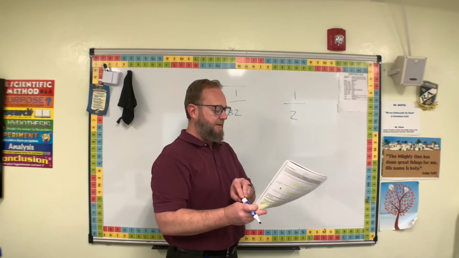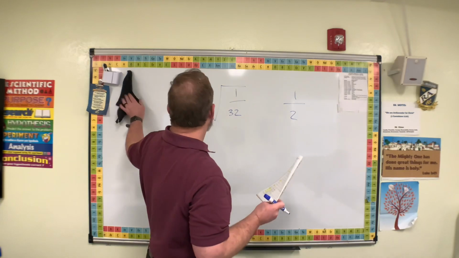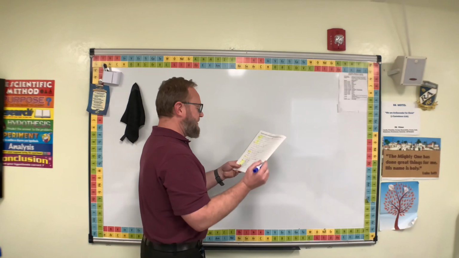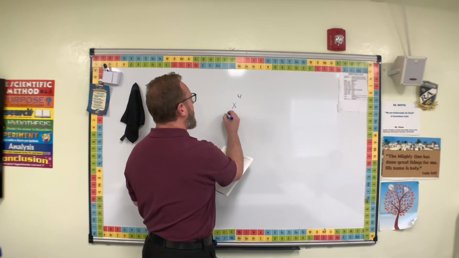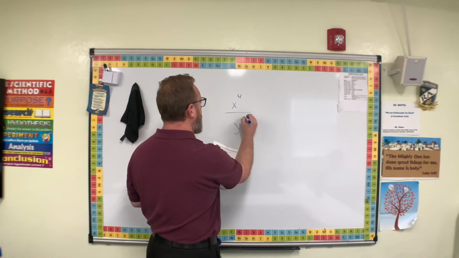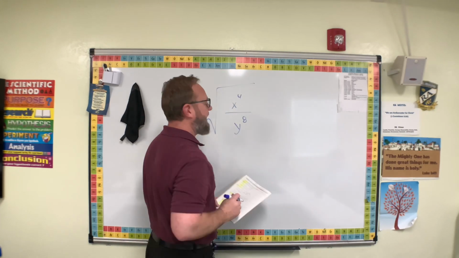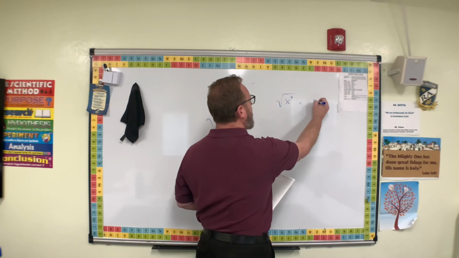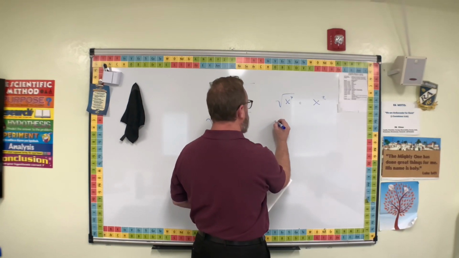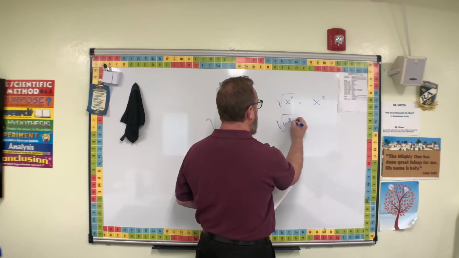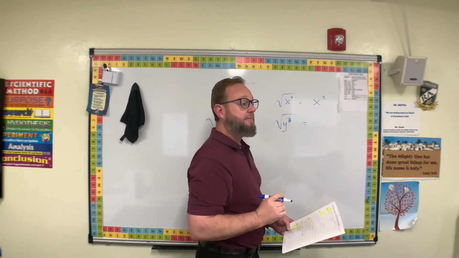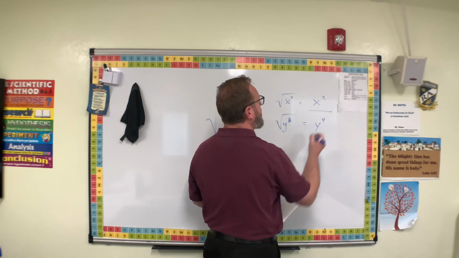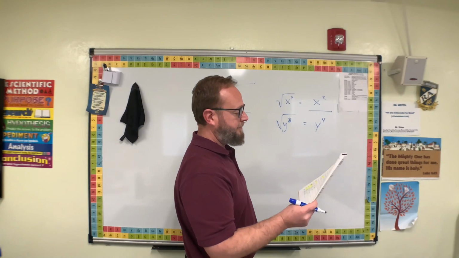Number 16. Easy. Divide them both by 2. There's no numbers. It's x to the 4 over y to the 8, and it's the square root of that. Well, we know how to do this. What's the square root of x to the 4th? That's x squared. What's the square root of y to the 8? That's y to the 4. There you go. Easy.